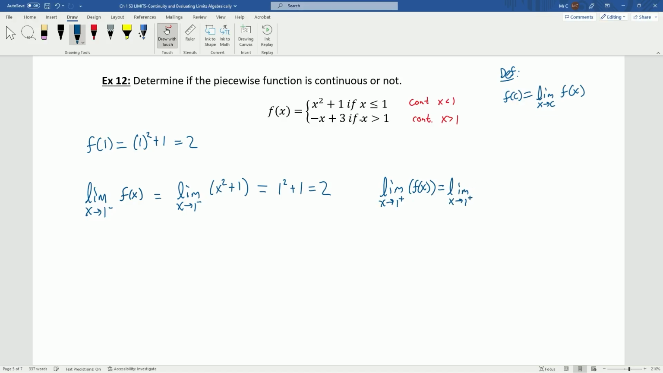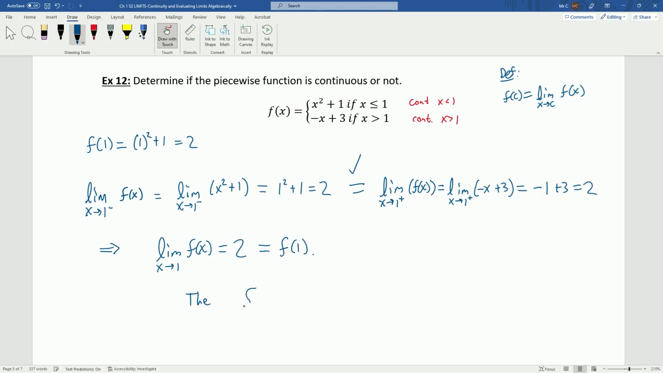Now, since I'm approaching from bigger numbers than 1, I should be using this function. That's -1 plus 3, which is also 2. So these two things are equal, and that implies that the limit as x approaches 1 of f of x is 2, which is equal to f of 1, so the function is continuous.